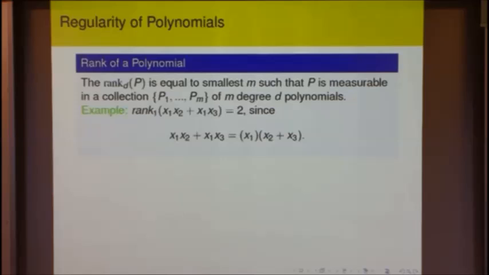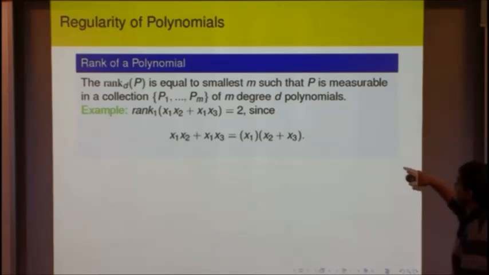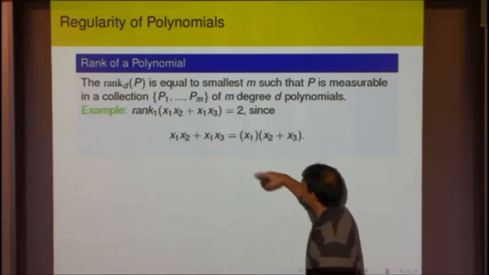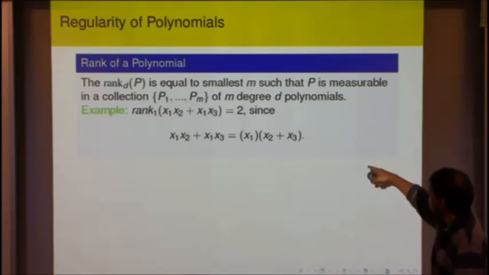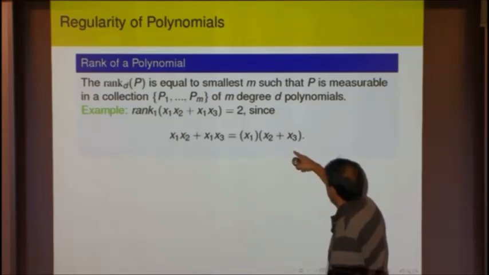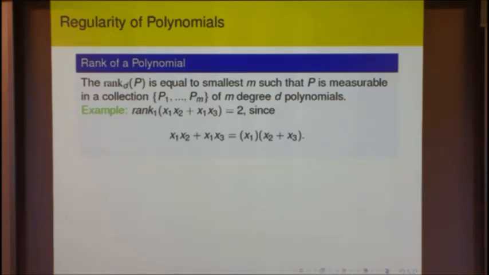So this leads us to this notion of rank. We'll say that the rank of a polynomial P is equal to the smallest m such that P is measurable in a collection P1 through Pm of m degree d polynomials. So in this case, if you have x1 x2 plus x1 x3 and you are trying to measure the rank with respect to d equal to 1, then the rank is 2 because you can write it as a function of 2 degree 1 polynomials.